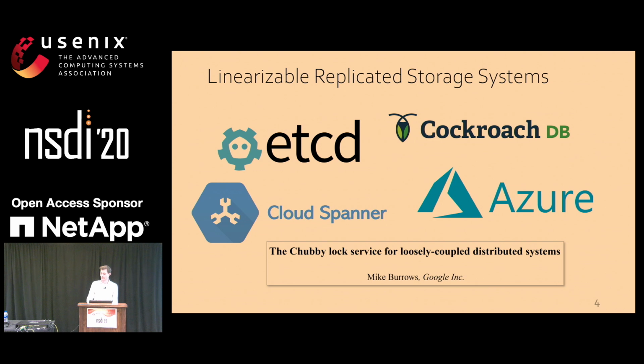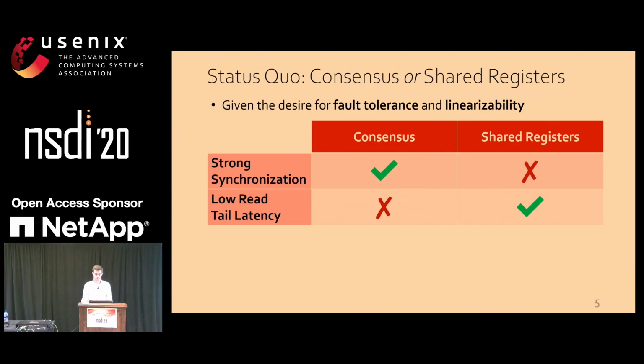And don't just take my word for it. There's an ever-increasing list of real storage systems that provide both fault tolerance and linearizability. etcd, CockroachDB, Spanner, Azure Storage, and Chubby are just some such examples. The current state-of-the-art techniques for providing both fault tolerance and linearizability fall into two categories. First, consensus protocols enable robust state machine replication, which allows for the implementation of arbitrarily strong synchronization primitives. However, in order to provide this abstraction, these protocols incur a high latency cost, especially in the geo-replicated setting, where inter-replica latency is on the order of tens of milliseconds.